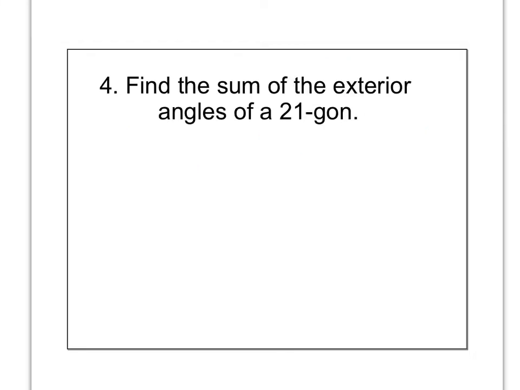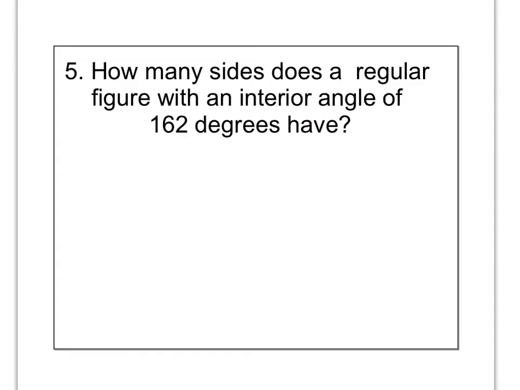Please try number 4. Find the sum of the exterior angles of a 21 gon. Now interior angles, the sum is different for every shape, but exterior angles, no matter what the shape, the sum of the exterior angles is always 360 degrees. That's it. That's your answer. Please try number 5.